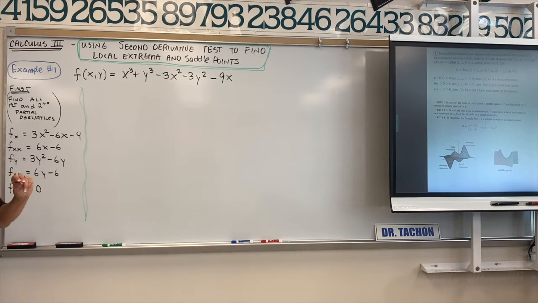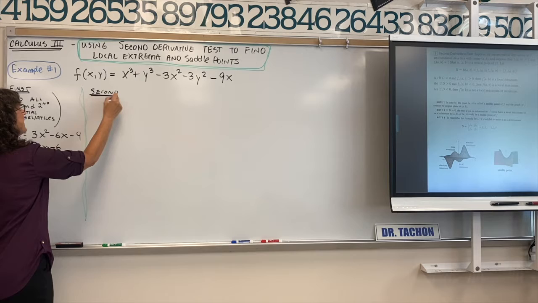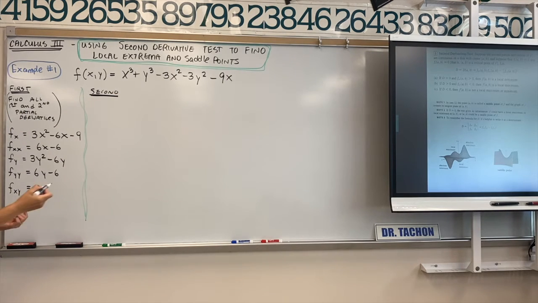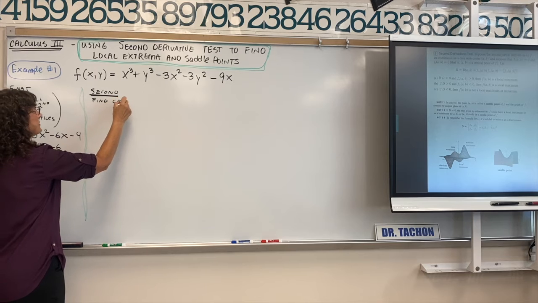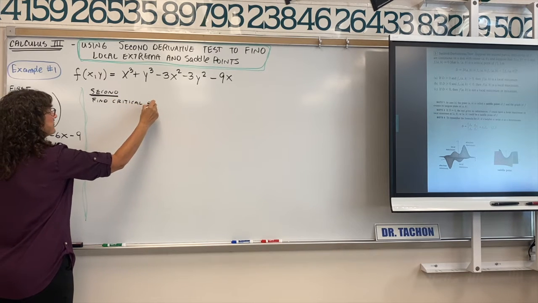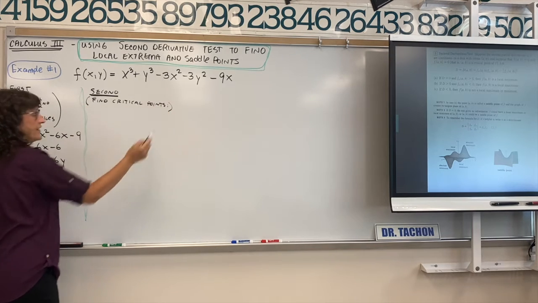All right, second thing we're going to do, once we have all of our partials, 5 partials, okay? 2 first partials, 3 second partials. Once you have all those lined up, second thing we want to do is we want to find our critical points, okay? So we're going to find the critical points. Okay, so how do we find that? How do we find the critical points?